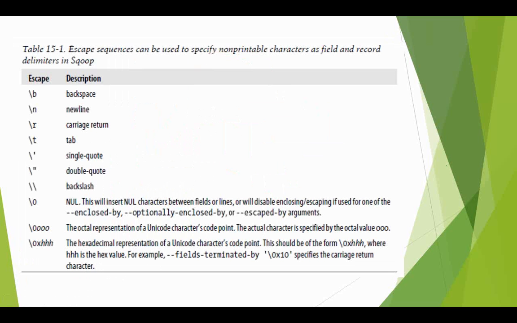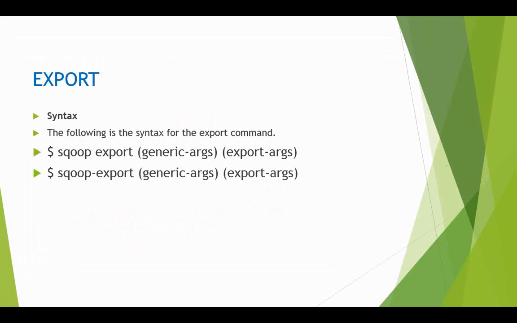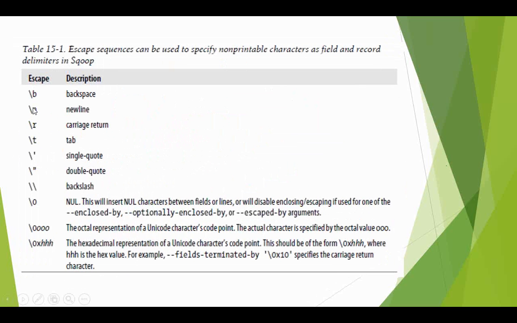Now here we have certain escape sequences that are similar to the previous ones, whatever we have learned in C, Java, and other technical knowledge. So the slash b is used for backspace, slash n is the new line, slash r is the carriage return, slash t is tab, slash single quote. So all are similar to that only.